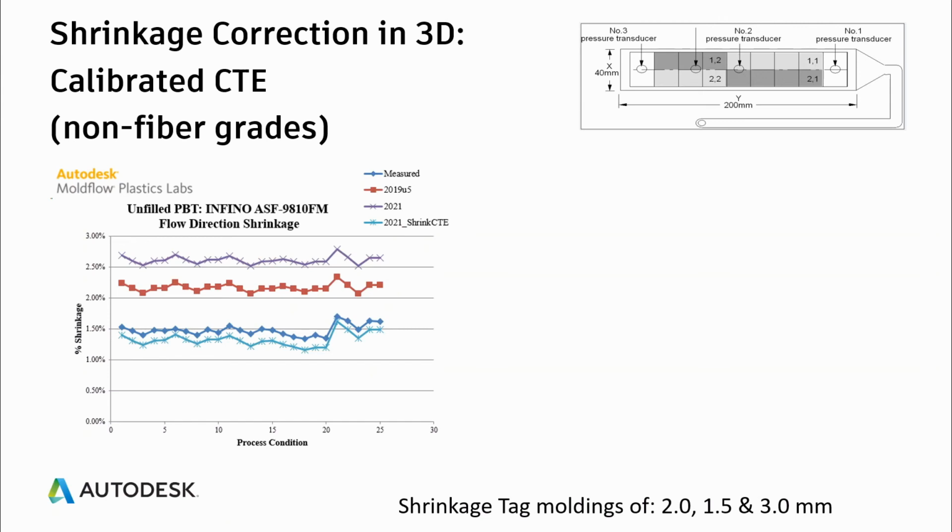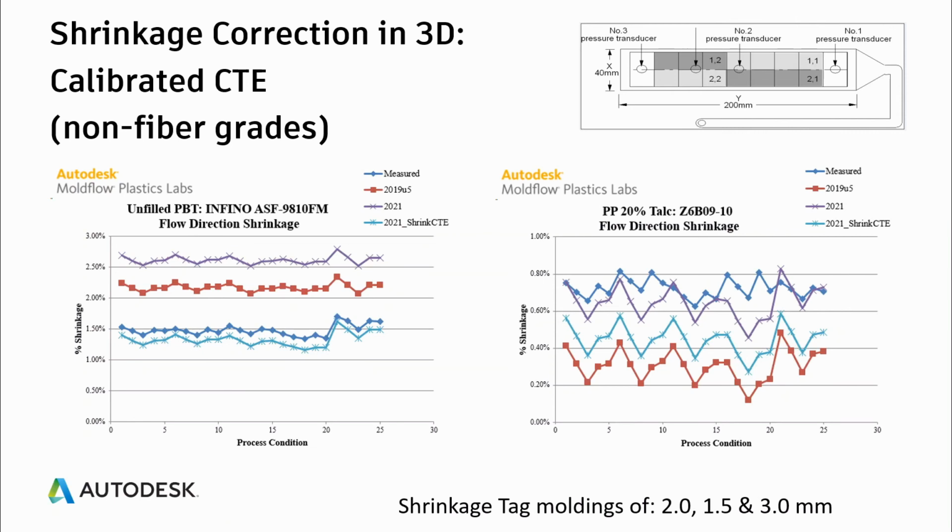We can look also at the second material that I had shown earlier, the polypropylene with 20% talc fill. And again, we're looking at the shrinkages in the flow direction over the 25 molding conditions. However, this time you see the introduction in light blue of the enhanced shrinkage prediction using the shrinkage calibrated coefficient of thermal expansion. And this time, strangely, the prediction is actually lower than the measured values. So I guess this is a sign that this feature, although promising in some materials, still requires more work in others, which explains why we haven't put it yet into the commercial release.